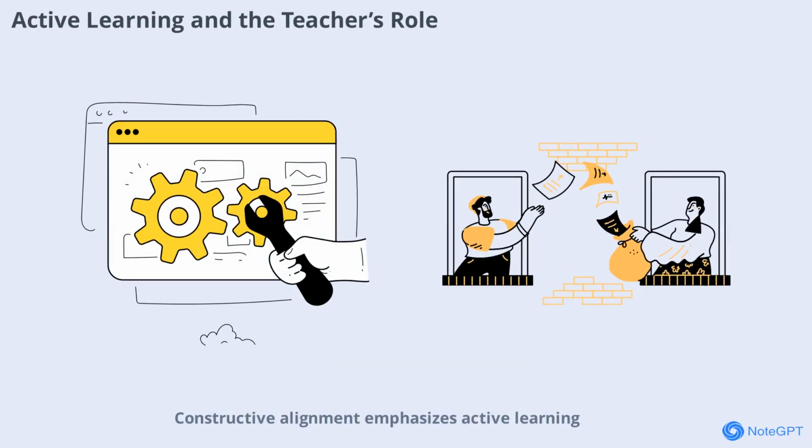Constructive alignment emphasizes active learning. The teacher's job is to create an environment where students are encouraged to participate, ask questions, and apply their knowledge. This approach recognizes that students learn best when they're actively involved, not just passively receiving information. By designing activities that require engagement, teachers help students build deeper understanding and develop skills they'll use beyond the classroom.